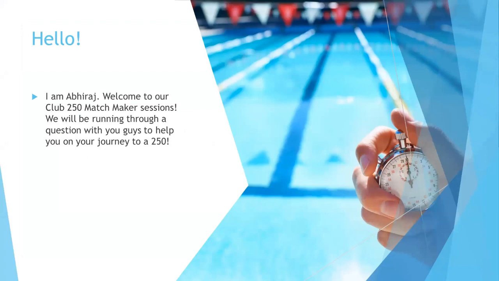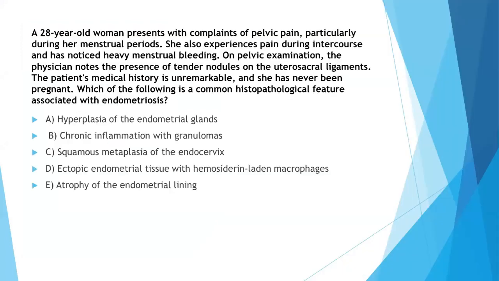Here in this video, we will be discussing a few important reproductive system disorders. Which of the following is a common histopathological feature associated with endometriosis? A 28-year-old woman presents with complaints of pelvic pain, particularly during her menstrual periods. She also experiences pain during intercourse and has noticed heavy menstrual bleeding. On pelvic examination, the physician notes the presence of tender nodules on the uterosacral ligaments. The patient's medical history is unremarkable and she has never been pregnant.